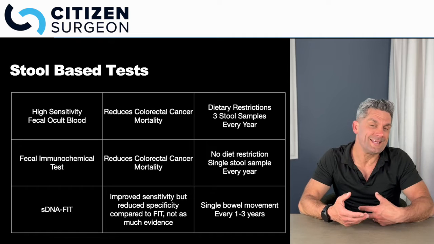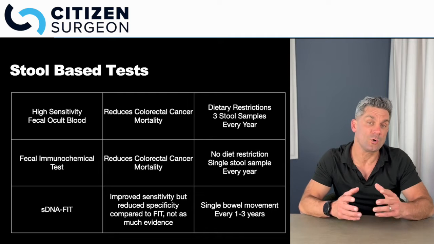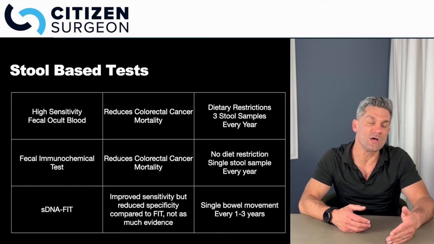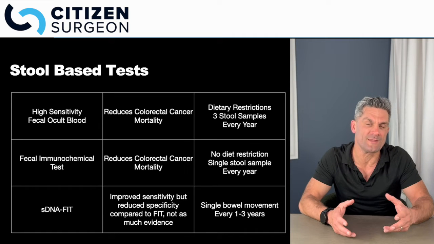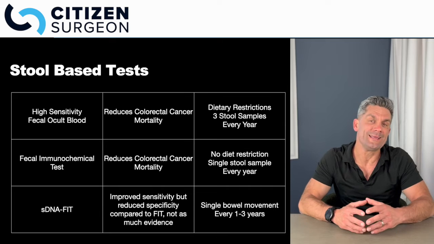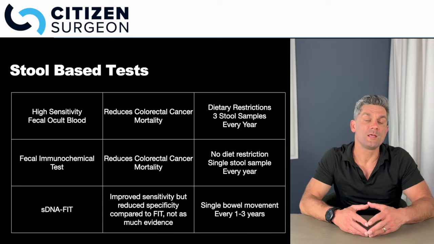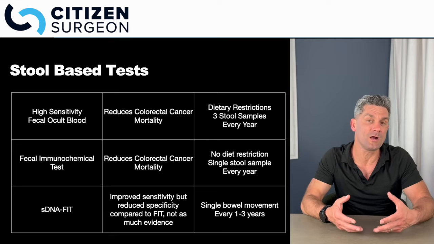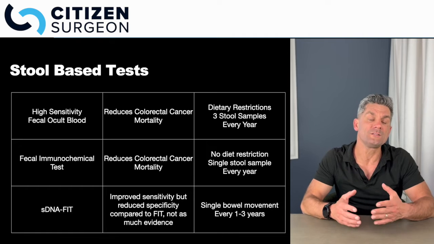So the DNA FIT test is a little bit different, and the trademark name would be Cologuard. And so Cologuard detects both blood, but also breakdown products of colorectal cancer and precancerous lesions. So you do have a little bit of that detection there. Now, Cologuard needs to be repeated every 1 to 3 years. It's a single stool sample. So it is clear that there is a lot of interesting information coming out about this DNA FIT test, or Cologuard, and it is recommended as a screening tool every 1 to 3 years.